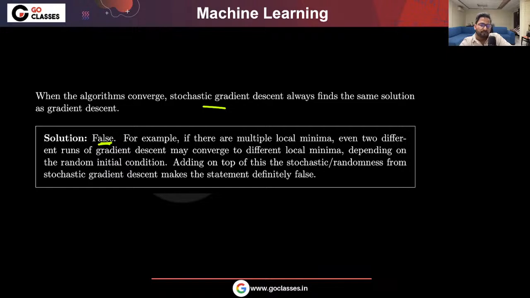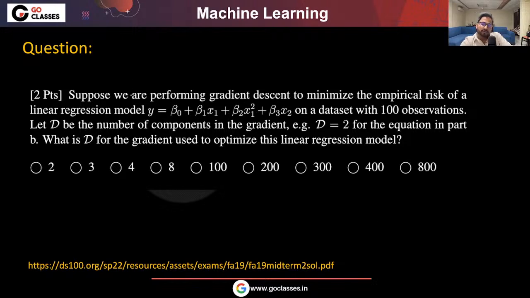Okay. Now let's solve this question. Suppose we are performing gradient descent to minimize the empirical risk of the linear regression model. Empirical risk is basically the loss function, which they are giving as this. Here they are using the feature x1, and x2, and then x1 dash, which is nothing but x1 square. Just treat this as another feature; you can call it x3. So basically there are three features.